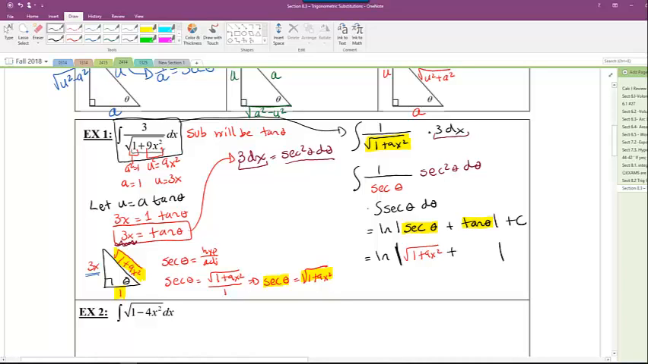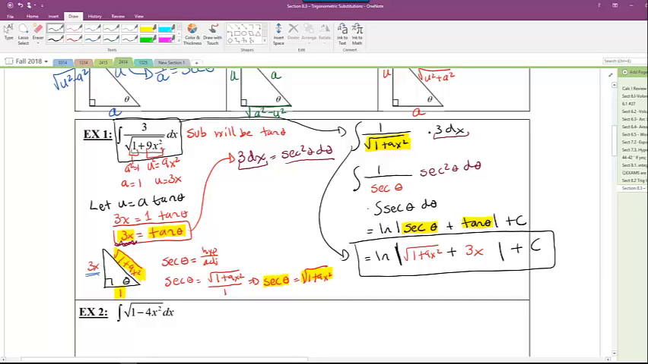Then I need to figure out what the tangent of theta is. Well, I've already determined that the tangent of theta is equal to 3x. But if I had not already determined it, again, I could use the triangle. I know tangent is opposite over adjacent side, so either way I look, the tangent of theta would equal 3x. So now we're back in x's, which means that the integral of our original problem, 3dx over the square root of 1 plus 9x squared, is equal to the natural log of the absolute value of the square root of 1 plus 9x squared plus 3x plus c.